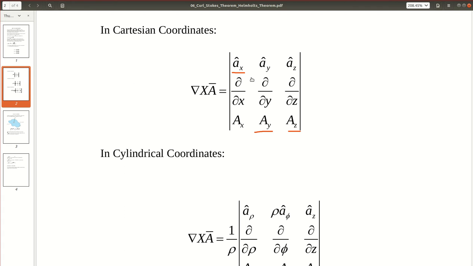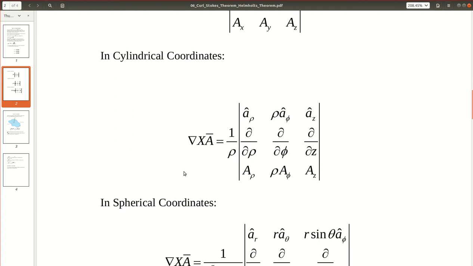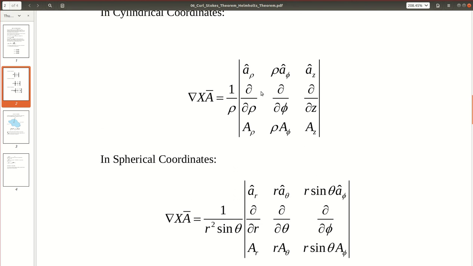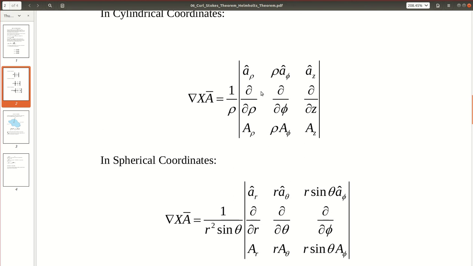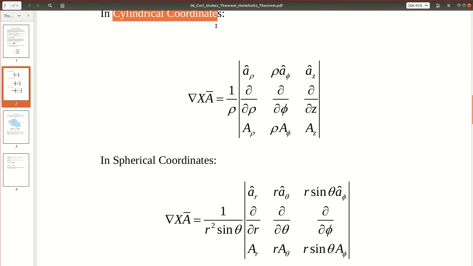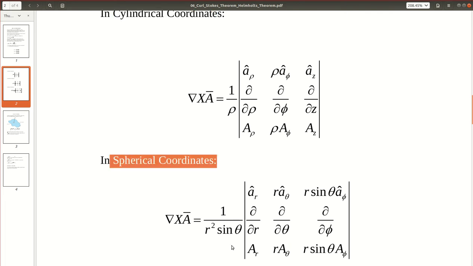Now that's in Cartesian; in cylindrical coordinates, of course, it has the 1 over rho outside here. So the second question today, I want you to go and search and prove how we got this one for cylindrical and for spherical. How did we get this? Why do we put r sine theta here, or r multiplied by theta here? So this is the second question.